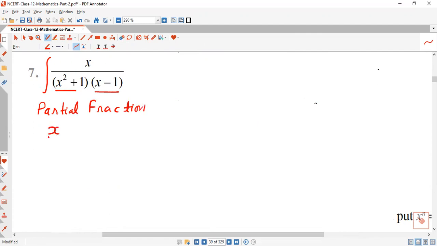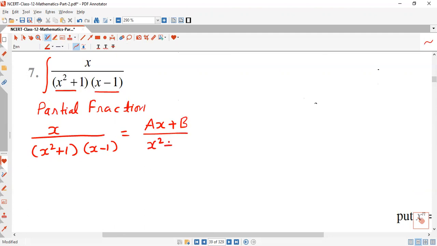So x upon x square plus 1, x minus 1 can be written as, because this is a quadratic factor, ax plus b divided by x square plus 1. Whenever we have a quadratic factor, we have two coefficients, a and b, ax plus b in the numerator. x minus 1 is linear, so only one coefficient c on the numerator.